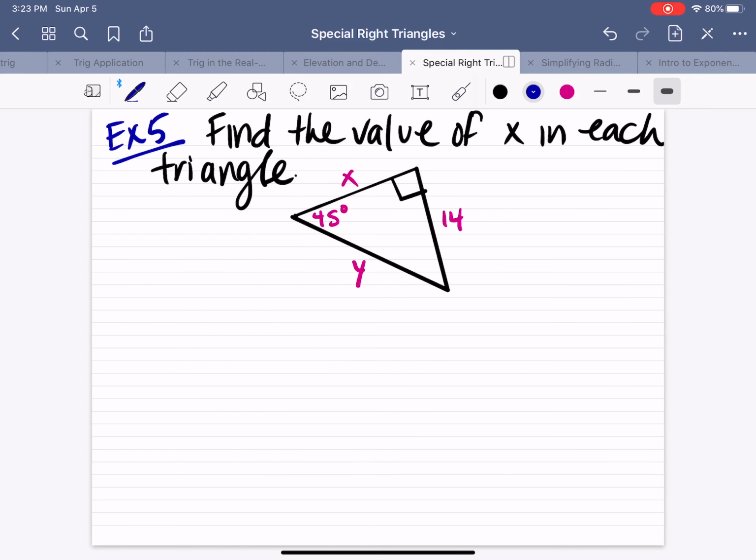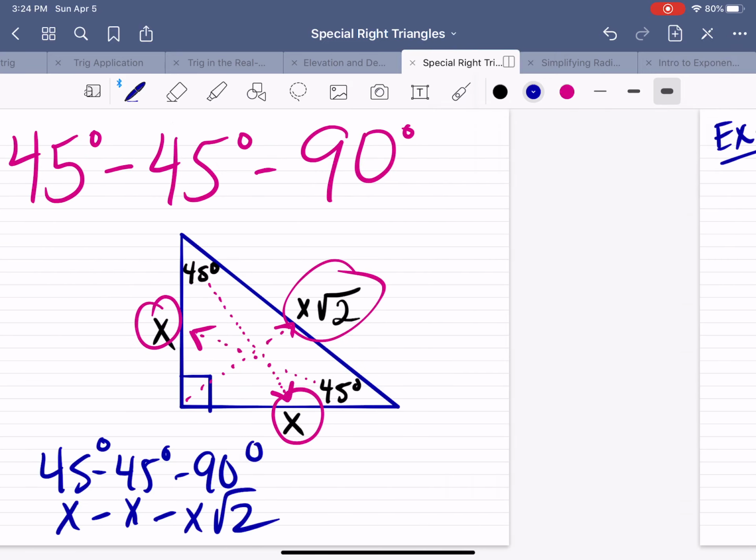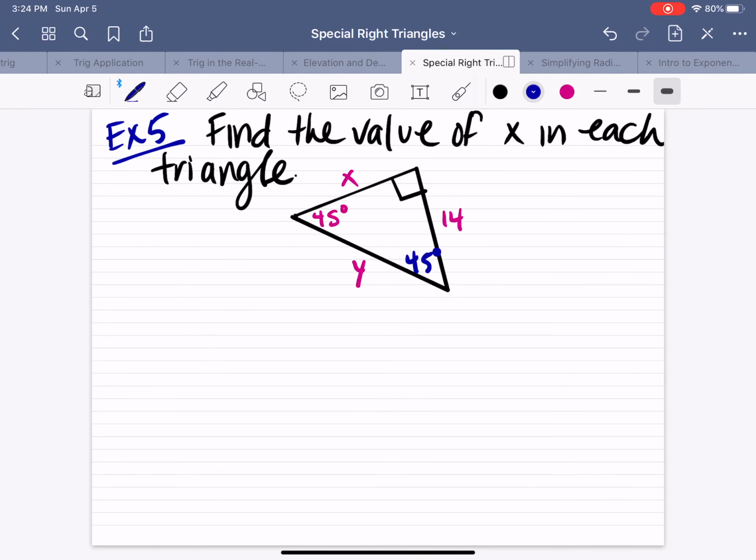So let's solve the following problem using our 45, 45, 90-degree properties. Find the value of x in each triangle. So let's go ahead and just solve for the value of x and the y. Let's identify what type of triangle we have. I see a 45 and a 90. So of course this has to be 45 degrees. Let's label it according to the picture I just showed you. Across from the 45-degree angle, you have x. Across from the other 45-degree angle, you also have x. So notice that we already have the value of x. And across from the 90-degree angle, we have x root 2.